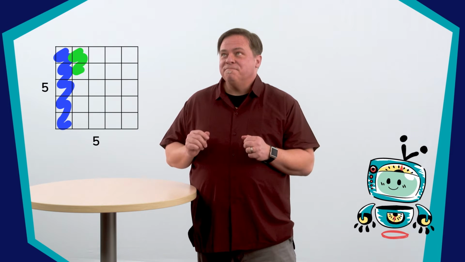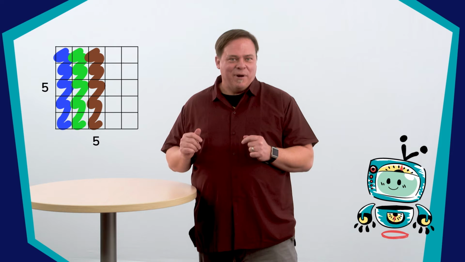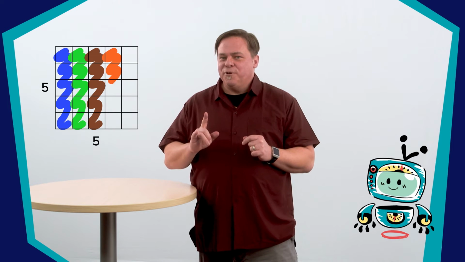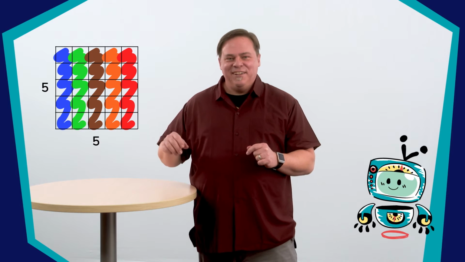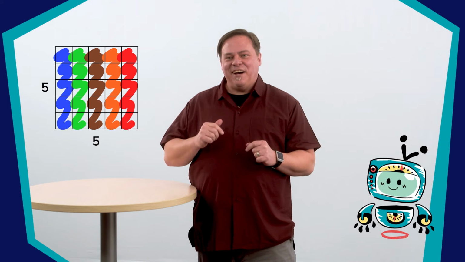Here's one group of 5, let's color that blue. Another group, that could be green. A third group will be brown. A fourth group can be orange. And the last group can be red. Voila! 25 divided by 5 represented in a colorful way.